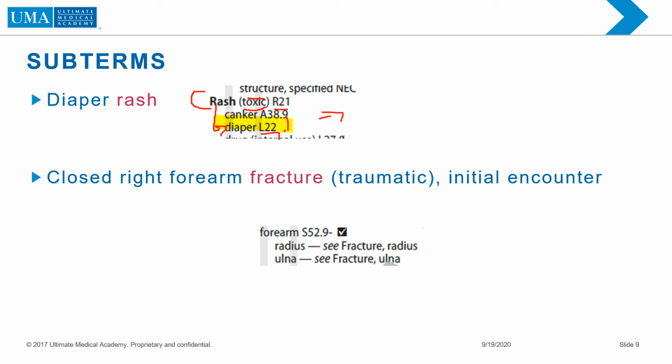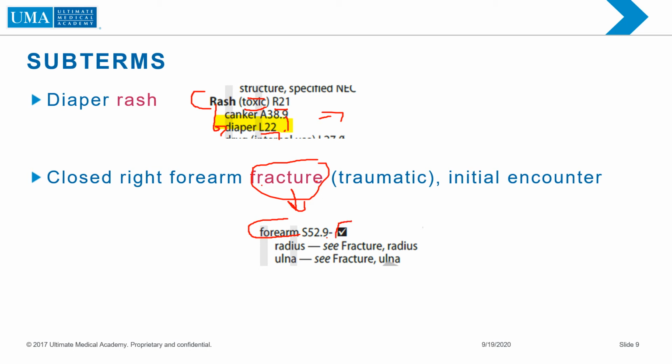Our next example is our fracture of our forearm. Now, this here is in the index. We went under fracture first, and then after fracture, we followed all the way through the alphabetic list until we got to forearm. Now they're telling us that we want to go check out code S52.9 in the tabular list.